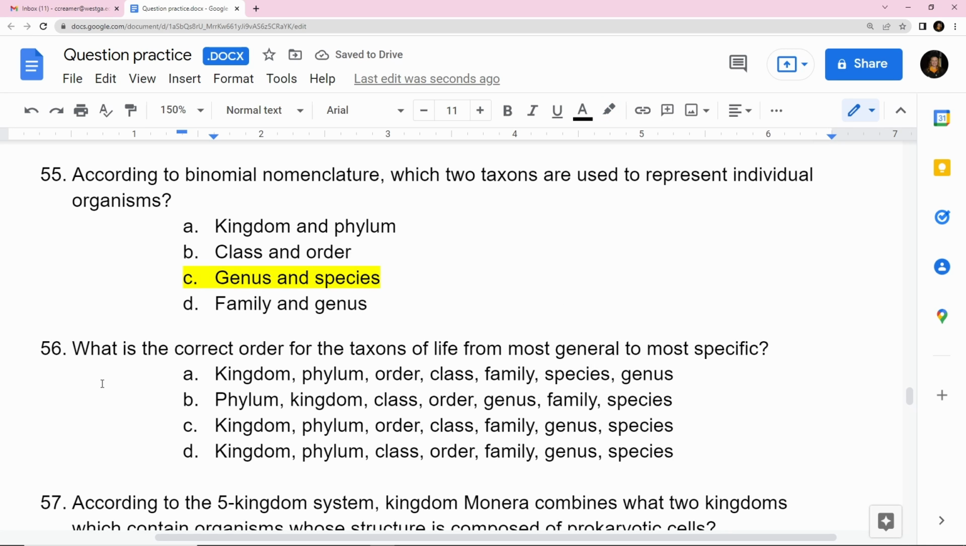What is the correct order for the taxons of life from most general to most specific? Kingdom, phylum, order, class, family, species, genus, or phylum, kingdom, class, order, genus, family, species? Or how about kingdom, phylum, order, class, family, genus, species? Or kingdom, phylum, class, order, family, genus, and species? If you said D, then you would be correct. A good way to remember this is King Philip came over from Great Spain.